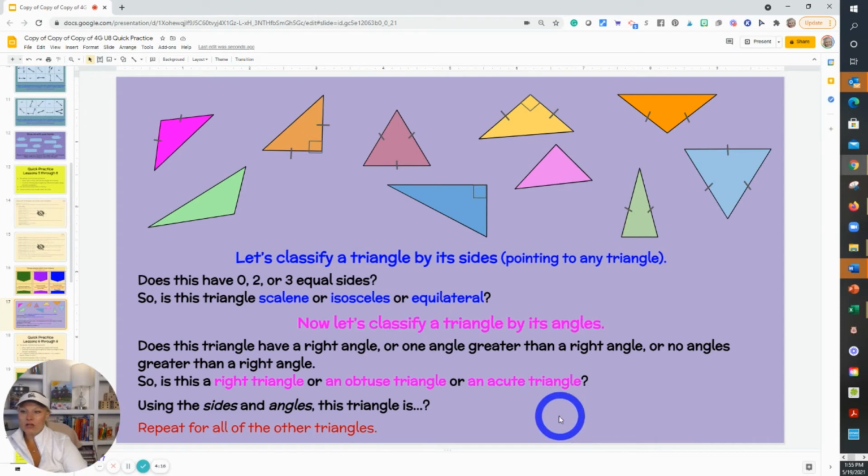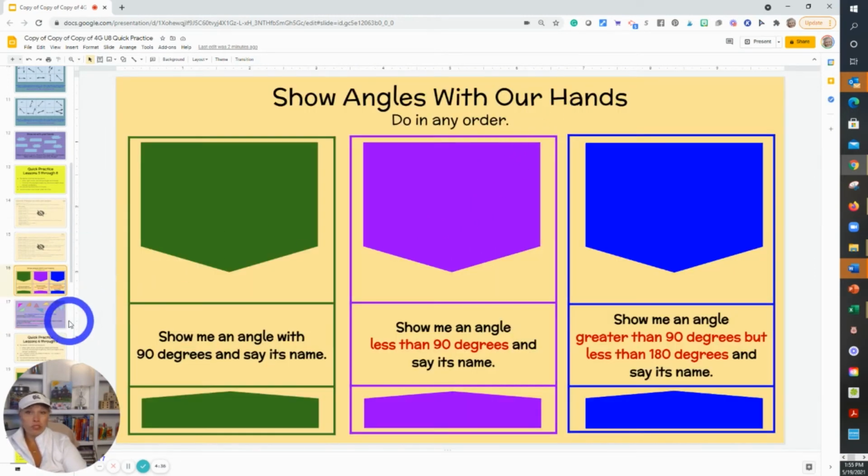Using the sides and angles, this triangle is, and then they would repeat for the names of the angles and of the sides. This is an isosceles right triangle. Okay, so we can now rename it knowing all of the attributes of the sides and of the angles. So you would repeat that and you would point to as many of those as you can.